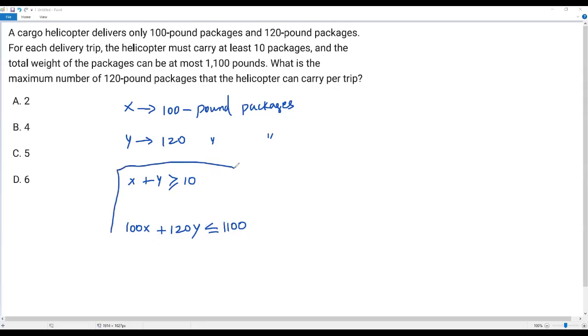So now I have a system of two inequalities. In this system, our aim is to find the value of Y, which represents the number of 120-pound packages, because according to the question, we have to find the maximum number of 120-pound packages. So in this system of inequalities, we have to find the maximum value of Y. Since it's a digital SAT, we can solve this system for the maximum value of Y using the Desmos graphing calculator. Okay, now let's go to the Desmos graphing calculator.